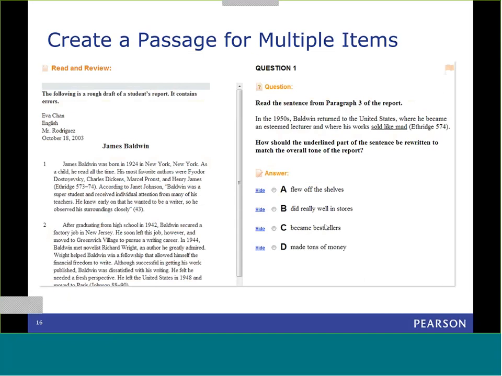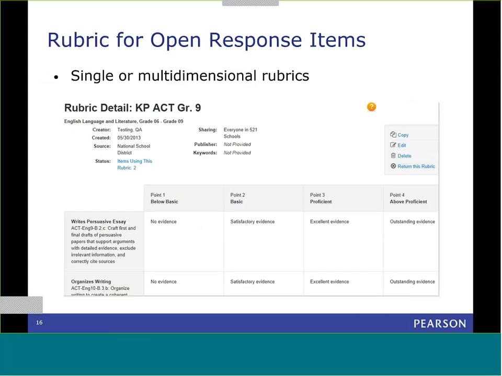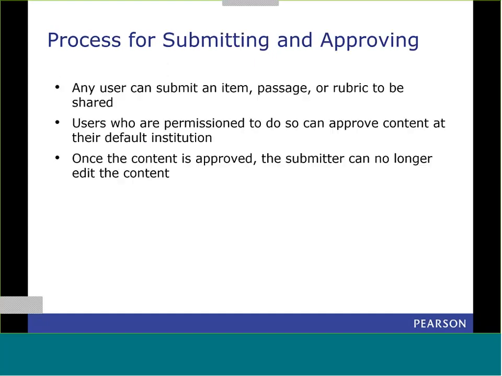So you have the ability to create a passage. And a passage is a nice item type to use if you have multiple questions. You can even have a map as a passage, anything that would have multiple item types with it. Now, when you create open response items, you also have the ability to add a rubric. You can use a single or a multi-dimensional rubric. And all of that information on how to create those are in our quick reference cards.